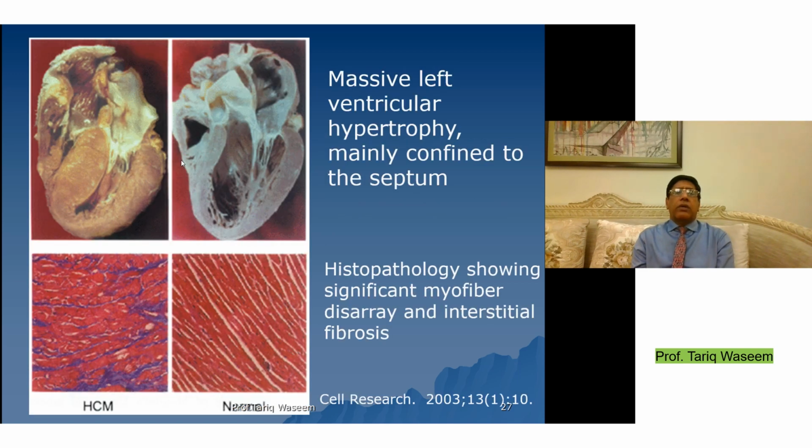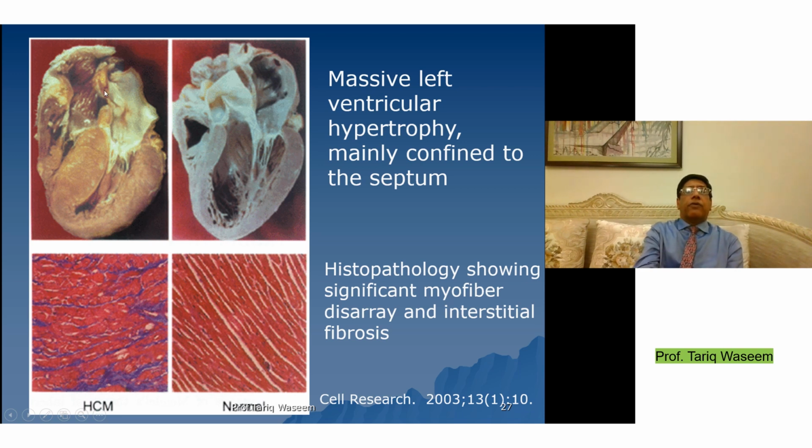This diagram again shows a normal heart and a hypertrophied heart. On the right side of your screen, this is a normal heart. Look at the chamber size, look at the septum. This is the left ventricle mainly, this is the left atrium, this is the mitral valve, and this is the right. And down you see how nicely these myocardial fibers are seen on, say, histopathology.